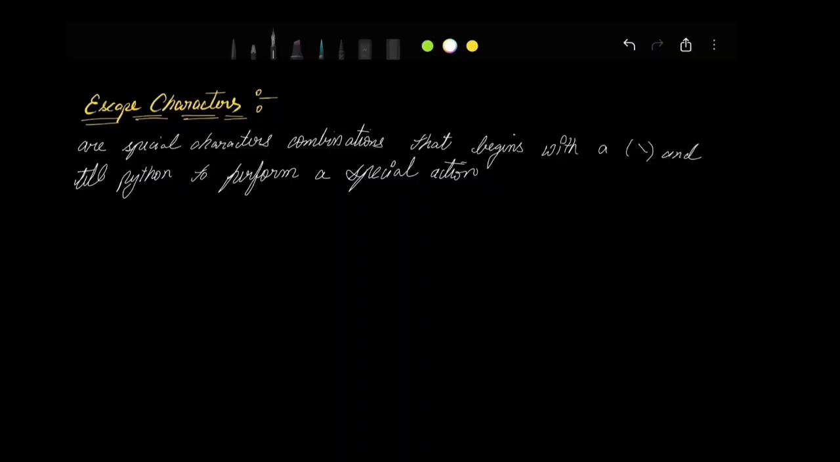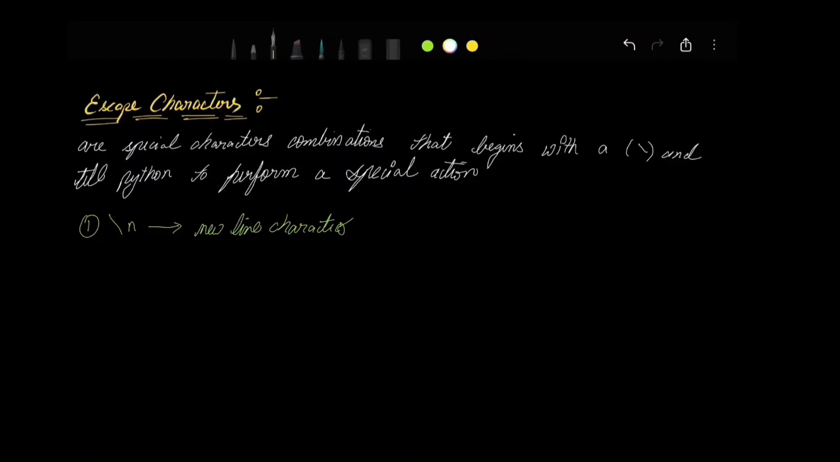Okay, so now we are going to look at each escape character one by one, starting with the first escape character, which is the new line character. It is represented by backslash and then n. It's called the new line character. As per the name, this character is used to print a string in a new line.